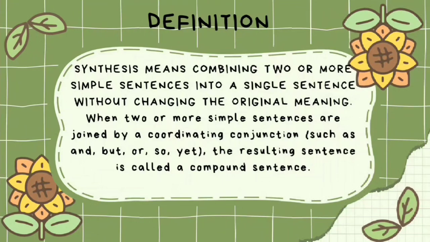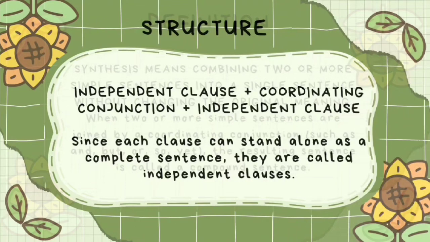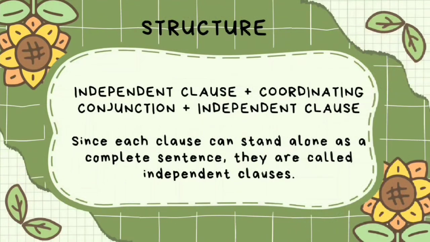Now, what is a compound sentence? A compound sentence consists of two or more independent clauses joined together by a coordinating conjunction. The general structure of a compound sentence is independent clause, coordinating conjunction, and another independent clause.